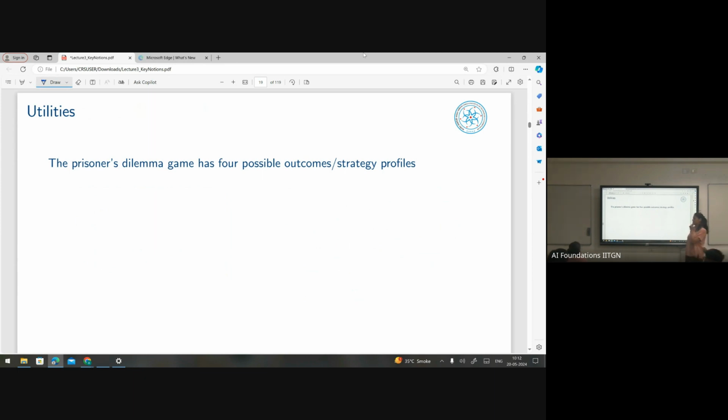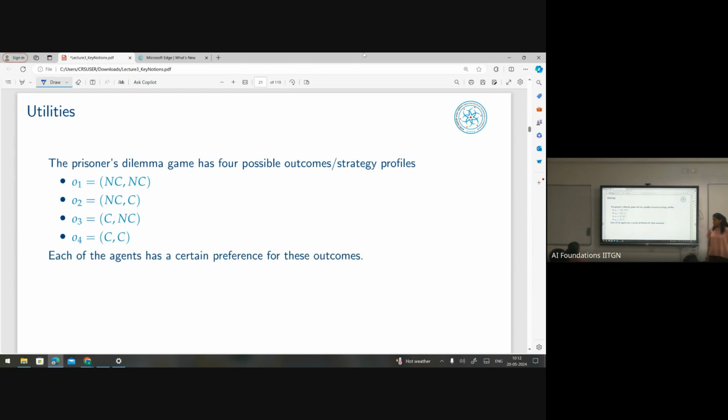So the idea is that the Prisoner's Dilemma, what do I mean by preferences? What am I actually trying to rank or order in this case? The Prisoner's Dilemma game has 4 possible outcomes, also called strategy profiles. These are O1, O2, O3, and O4. This set of possible outcomes will have a corresponding utility attached, right? So these are the 4 possible outcomes. What I want to do is to know the preferences that each of these agents has over these 4 possible outcomes.